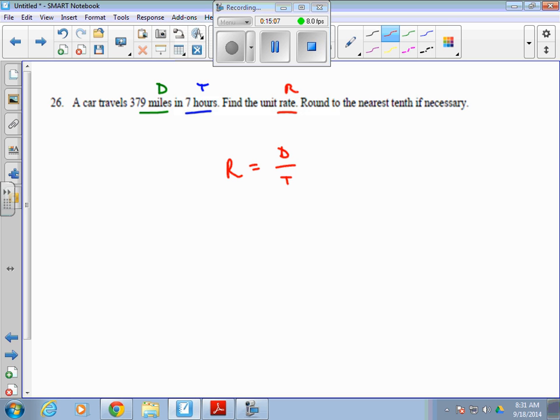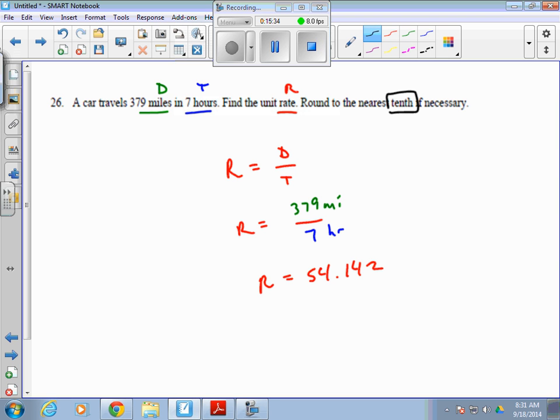So for this one, we're going to put in rate equals, our distance value we said was 379 miles, and our time value is 7 hours. So that just says 379 divided by 7. And when you divide 379 by 7, you get the rate value at 54.142.